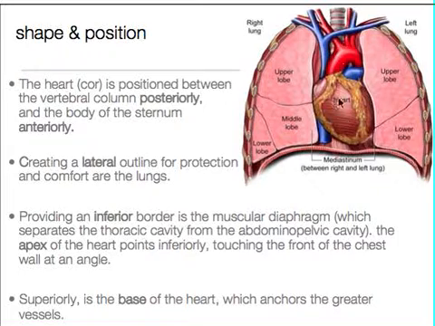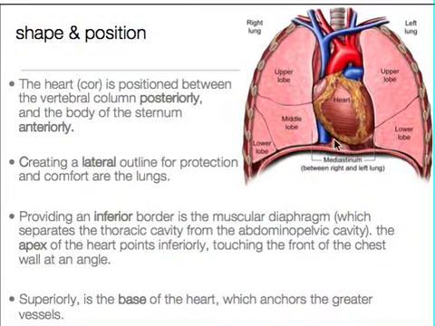In the front is the breastplate, which is taken away, and in the back we have the vertebral column. On the inferior side, below, we have the diaphragm, and the diaphragm separates the thoracic cavity from the abdominopelvic cavity below.